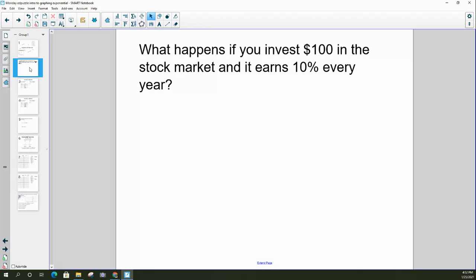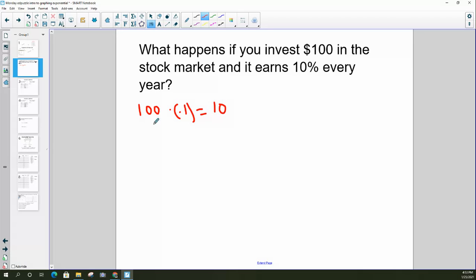What happens if you invest $100 in the stock market and it earns 10% every year? If we just look at our basic math here, if we take $100 and multiply it by 10%, how much interest did you earn? 10% as a decimal is just 0.1, so 100 times 0.1 is 10. You earn $10. Do you earn $10 every year? Well, if it's simple interest, then the answer is yes. You only earn interest on that principal amount and not on your interest.